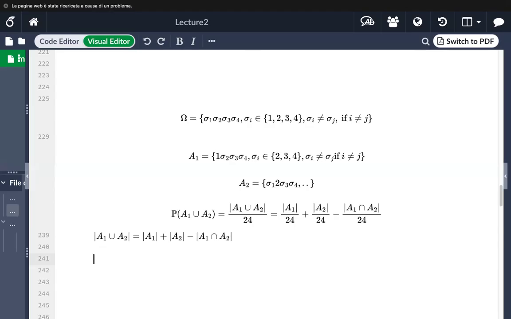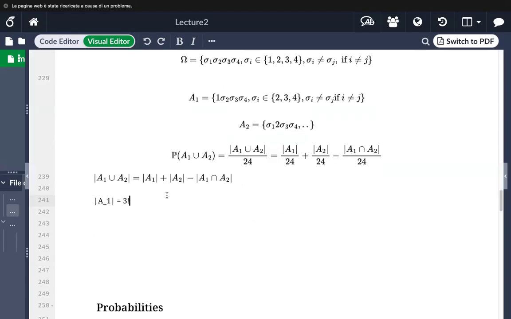So let me simply state that A1 has a number of elements, how many elements does A1 have? Well, we have to arrange three terms, so it is 3 factorial. Sorry, I made a question and replied myself. Do you agree that it is 3 factorial, which is exactly 6? Yes, it is.